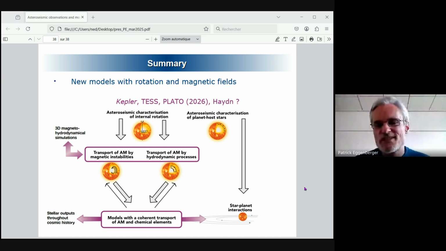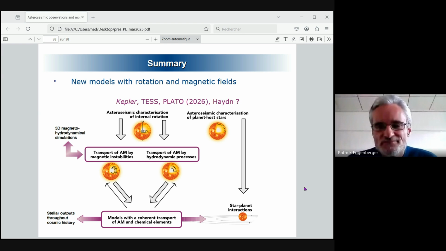So simply speaking, this means that with internal gravity waves, you can explain and you have an impact on the main sequence during the subgiant phase, but for the formalism we know at the moment, you have to be careful. It's difficult to explain the core rotation rate of red giants, which is the main challenge here.